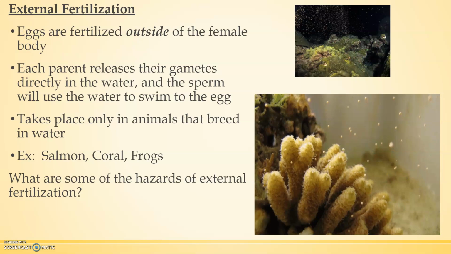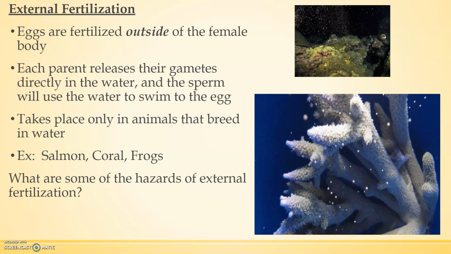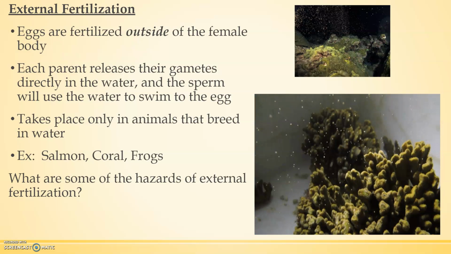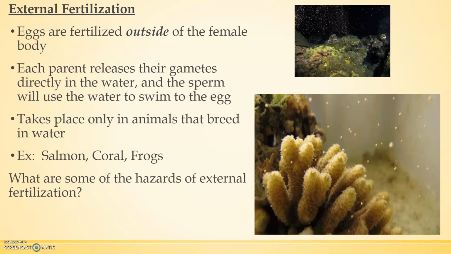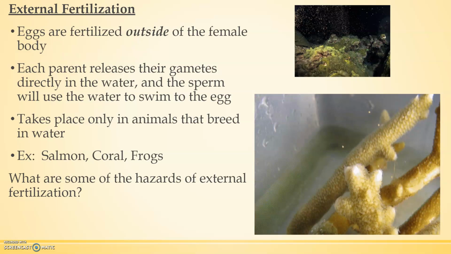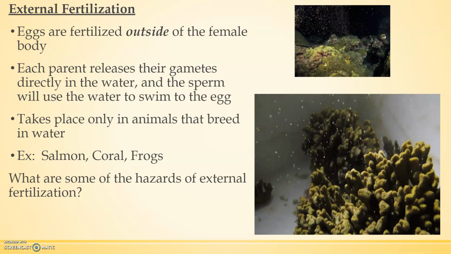External fertilization. So eggs are fertilized outside of the female body. Each parent releases their gametes directly into the water, and the sperm will use the water to swim to the egg. This will take place in animals that breed in water. So some examples would be salmon, coral, and frogs.